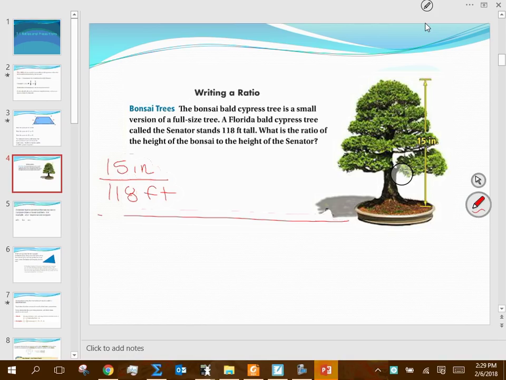Let's say now I want to get them both in the same units. It doesn't matter which one to which. So let's deal with the easier one. I think taking 118 feet and converting that to inches is easier. What would I do with that 118 feet to get it into inches? Multiply it by 12, because for every 1 foot you get 12 inches.